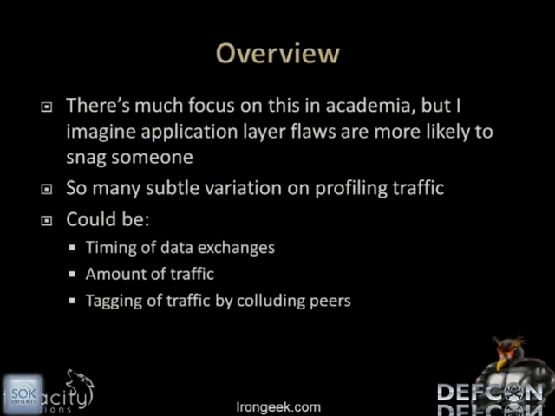It could be things like timing of data exchanges, the total amount of data someone sends in their network, or tagging of the traffic by colluding peers. So I'm the first hop, I mess with the data, I pass it along, and later on I see it again and go, oh, so I know you were the person that contacted me on this node back here, so I can make a connection there.